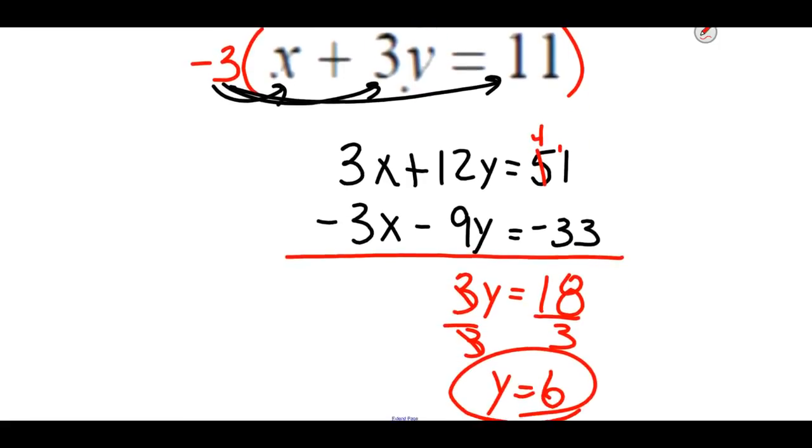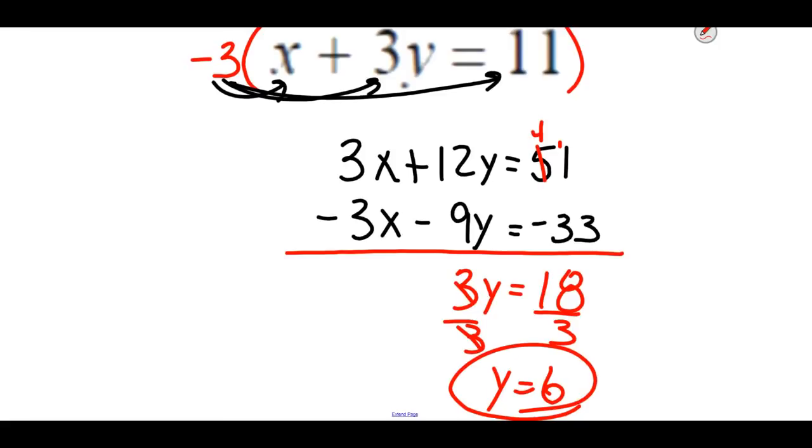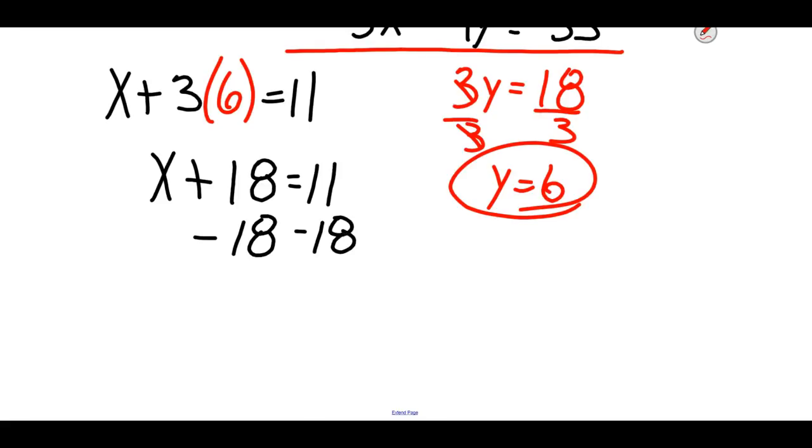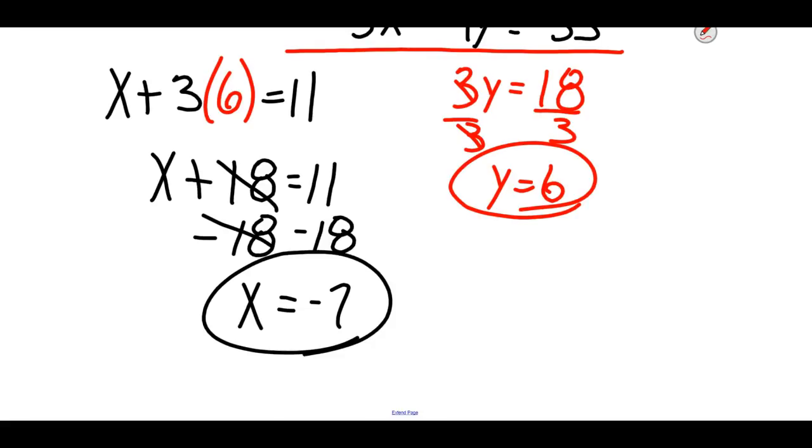So now I go back to my original equations, and again I'm going to pick the bottom one because it's easier, it's smaller. So I'm going to put my y in for my y letter up here. So I have x plus 3 times my 6 equals 11. So I'm going to simplify and solve for x here. So x plus 18 equals 11. I'm going to solve for this by subtracting. X equals a -7. So my two answers are -7, +6.